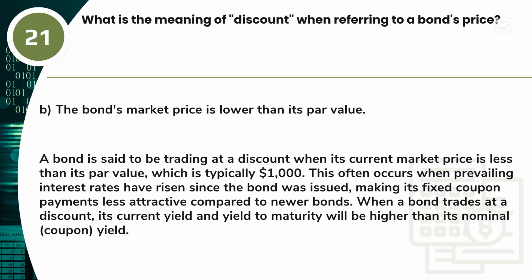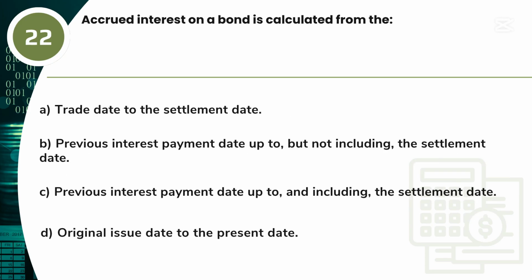Question 22. Accrued interest on a bond is calculated from the A. Trade date to the settlement date. B. Previous interest payment date up to, but not including, the settlement date. C. Previous interest payment date up to, and including, the settlement date. D. Original issue date to the present date.